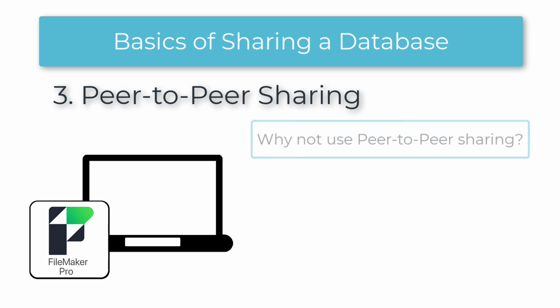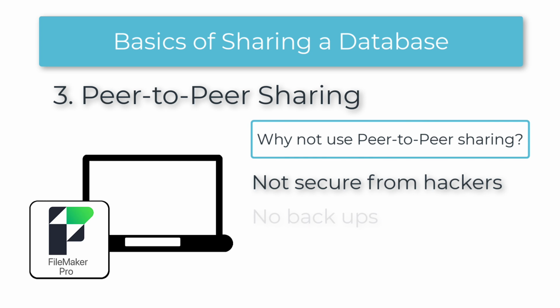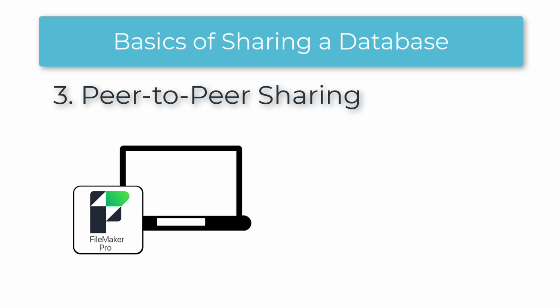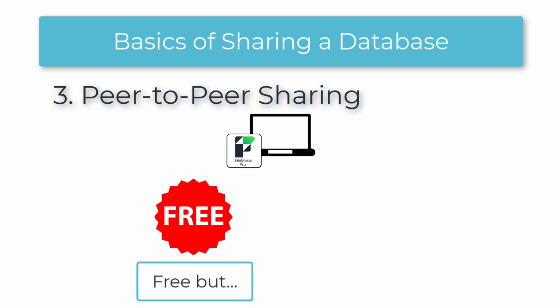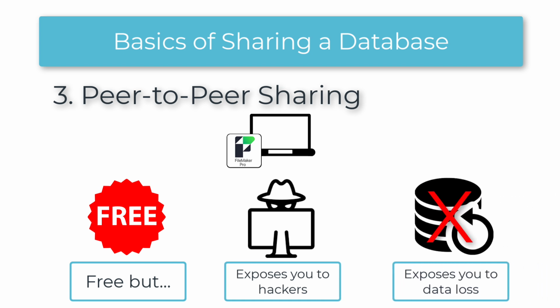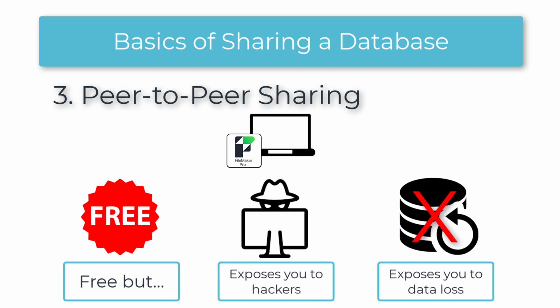The problem was that it wasn't secured from hackers. It didn't run automatic backups. There's a million reasons not to use peer-to-peer sharing in a business environment. Yet, of course, like anything else in the world, people tend to abuse something that's free. And so a lot of businesses would run around and use peer-to-peer sharing because it was free. And that exposed them to hackers. It also exposed them to losing data due to crashes without backups. It's just kind of a mess.